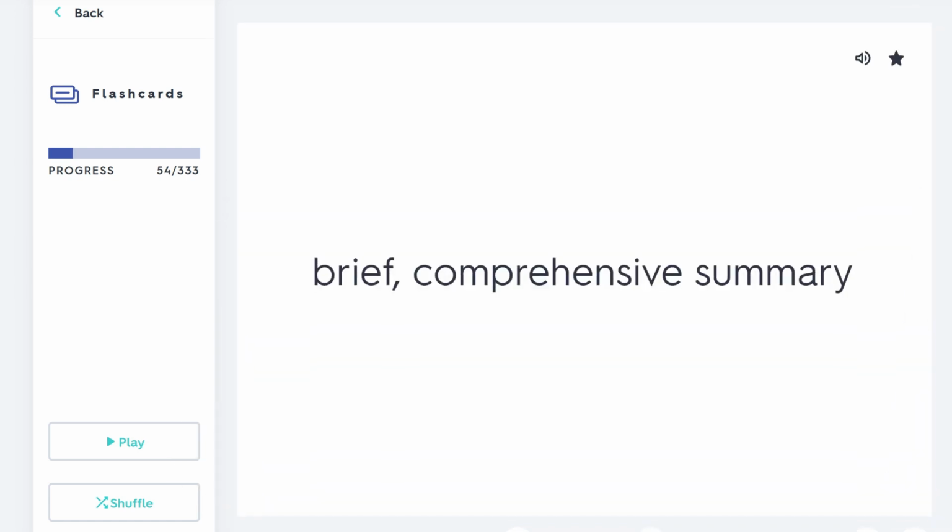Compendium, brief, comprehensive summary. The handbook contained a collection of all the words that would be used in the book. It was truly a great compendium, a brief, comprehensive, covering everything summary, a compilation, a compendium.